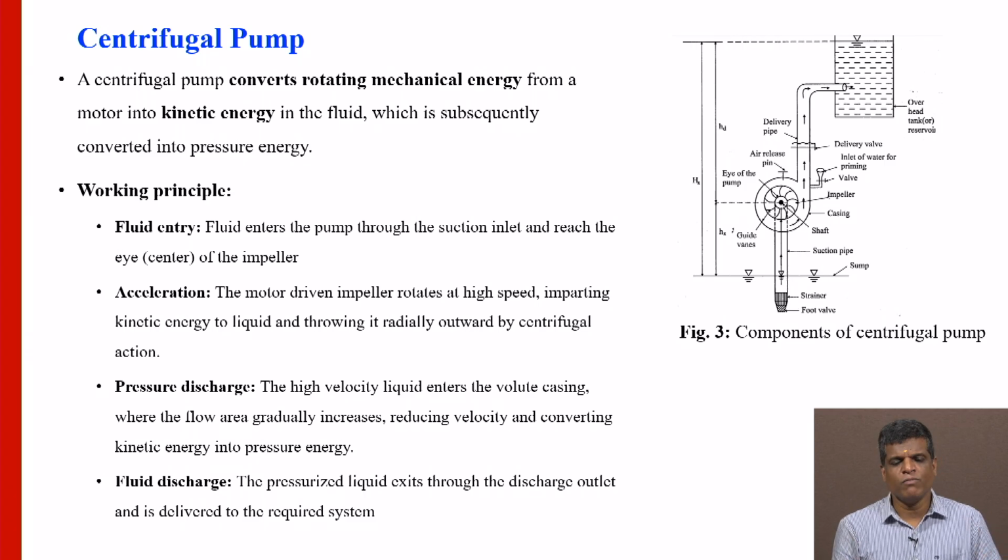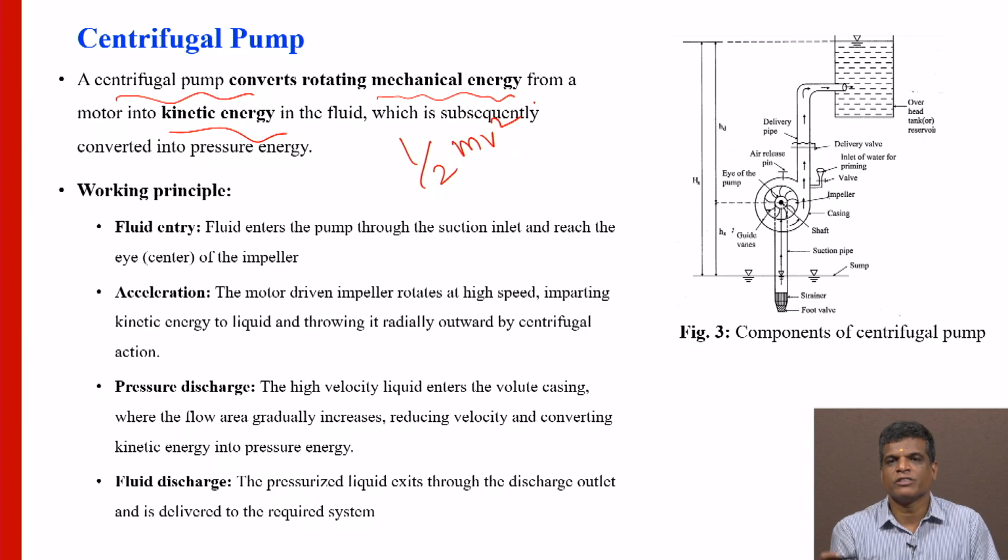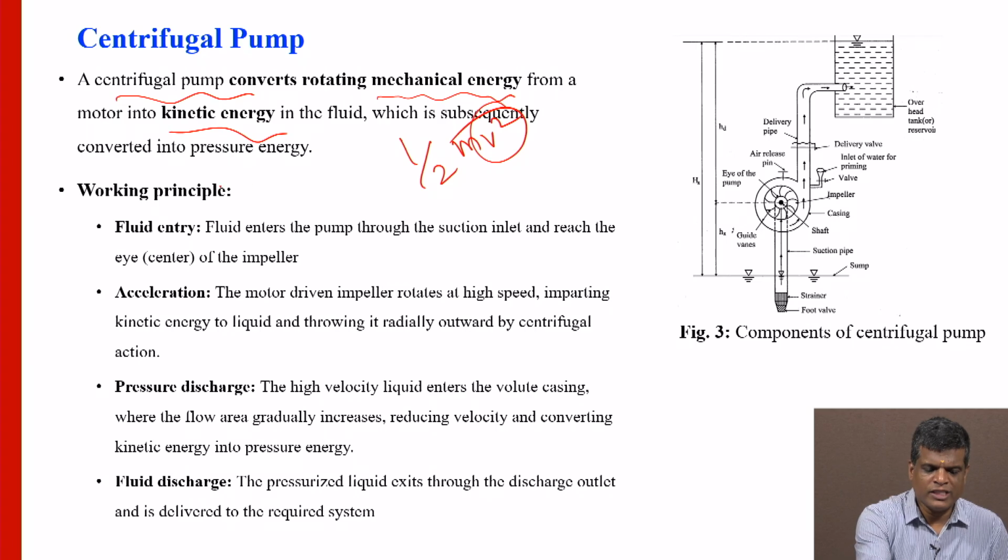So, next is the centrifugal pump. We discussed the different types of pumps, and finally now centrifugal pumps. The centrifugal pump, what happens here? It converts rotating mechanical energy from a motor to kinetic energy. Kinetic energy is of mv square, because whenever velocity gets increased, we always call that kinetic energy, which is subsequently converted into pressure energy. So, this is finally converted as pressure energy.